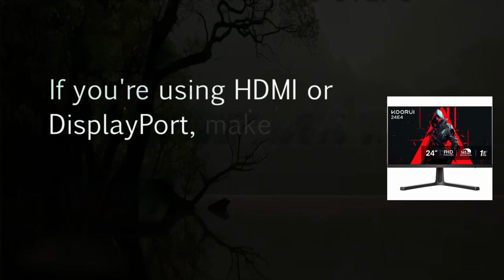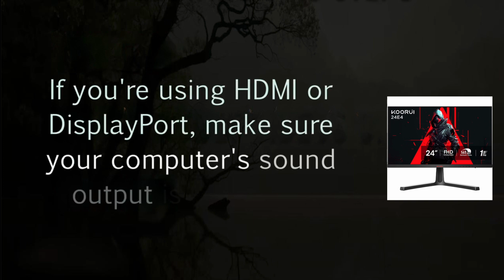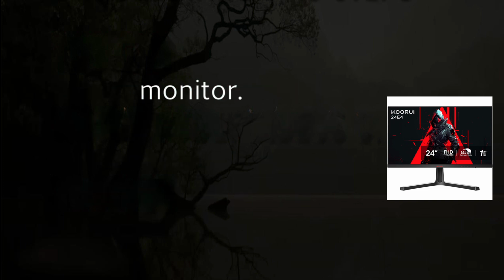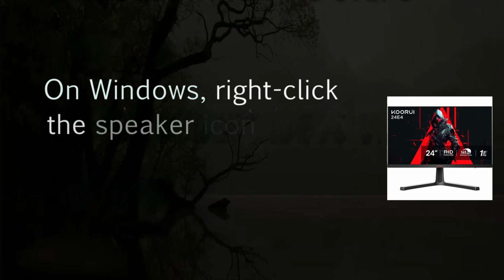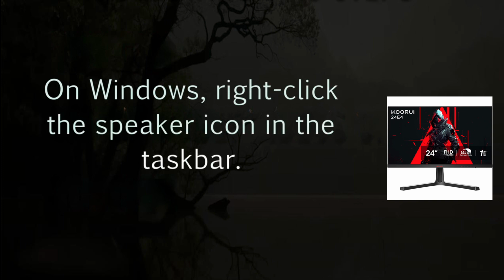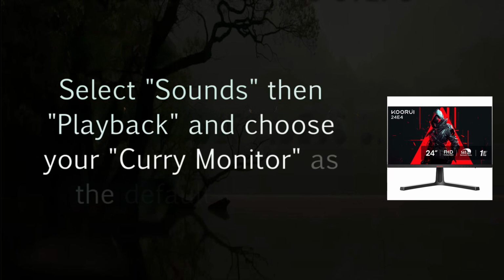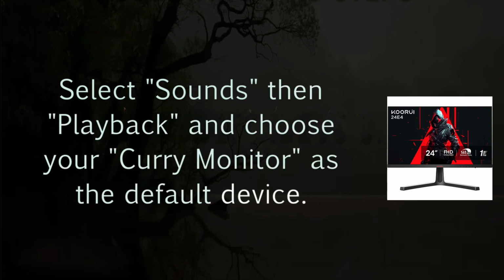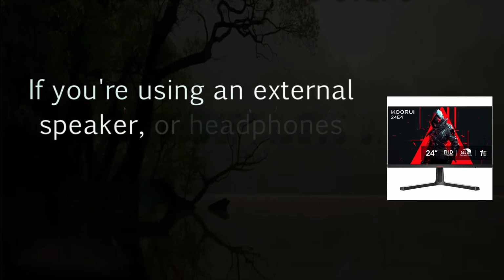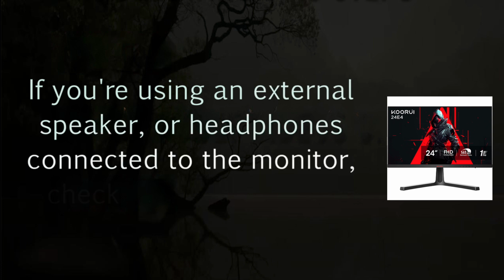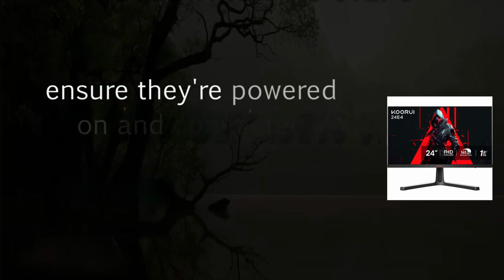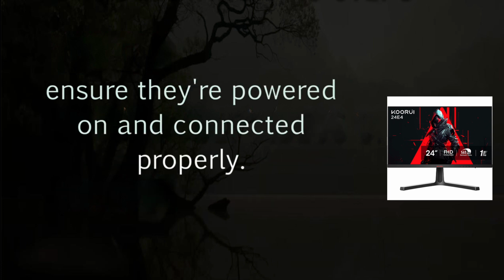If you're using HDMI or DisplayPort, make sure your computer's sound output is set to the monitor. On Windows, right-click the speaker icon in the taskbar, select Sounds, then Playback, and choose your Koorui monitor as the default device. If you're using an external speaker or headphones connected to the monitor, check those devices to ensure they're powered on and connected properly.